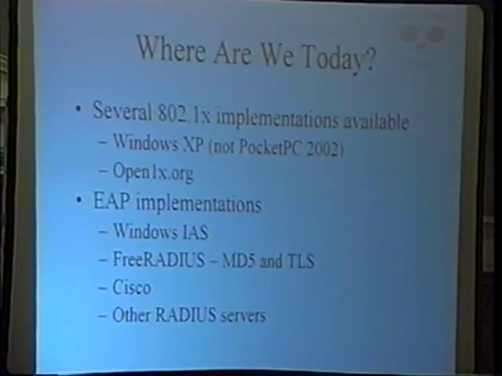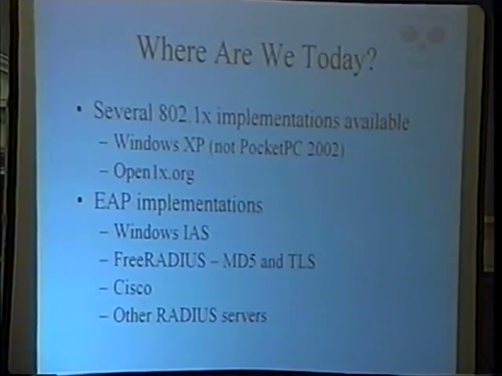So where are we today? We've got several 802.1x supplicant implementations. There's XP. Every version of XP, home, professional, whatever, has 1X support. Awesome. There's also the supplicant from open1x.org. I believe Cisco has got a supplicant for OS X and some other stuff.